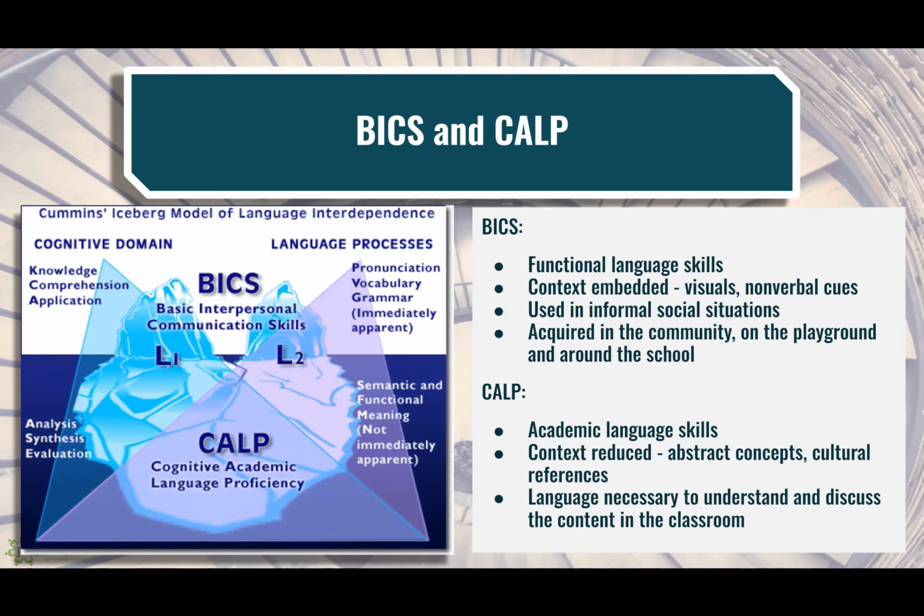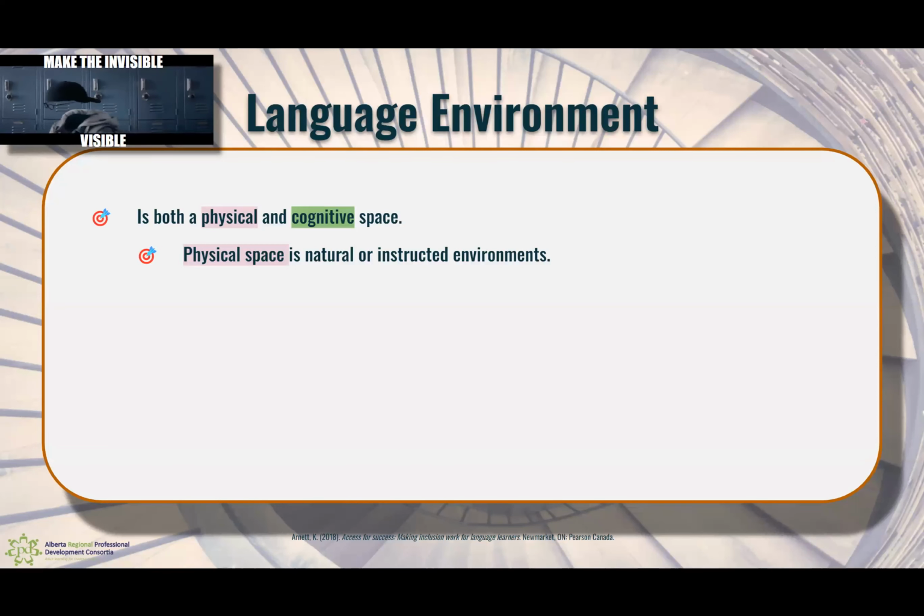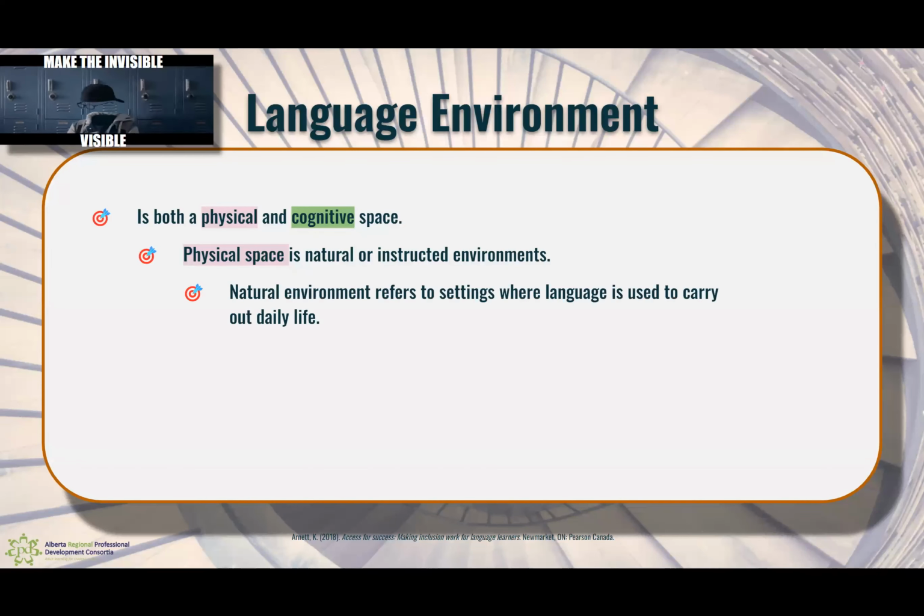And also thinking about the language environment. If you've seen this slide before as well, it's about the importance of the language environment, because we want to make the invisible visible. It's made up of two spaces, a physical and a cognitive space. The physical space is made up of natural or instructed environments, and the natural environment is where language is used to carry out daily life.